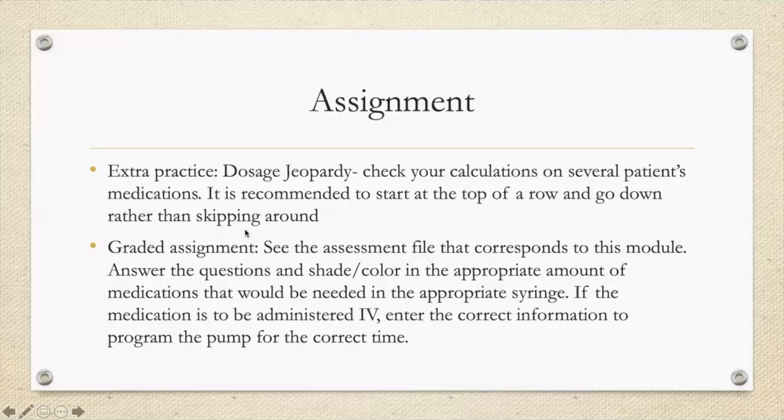And then after you feel pretty good with all of that, there is a graded assignment. It's going to be in the assessment file that corresponds with this module. You can answer the questions, and then you're going to shade or color in the appropriate amount of medication that would be needed in the appropriate syringe. So if it's an IV medication, you're going to want to shade in the appropriate amount on the IV syringe. If it's PO, you're going to want to make sure that you do it on the oral syringe. And then on some of the questions, if the medication is to be administered IV, you're going to enter the correct information to program the pump for the correct time.